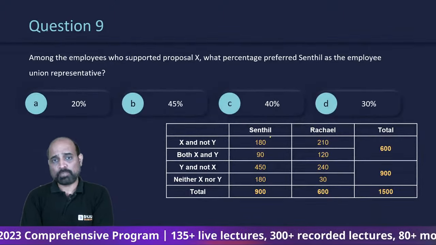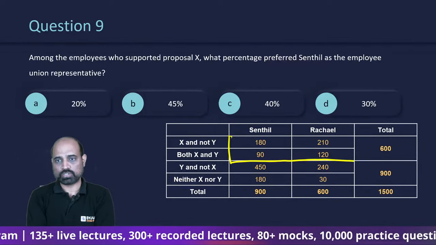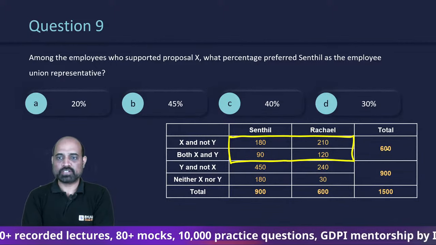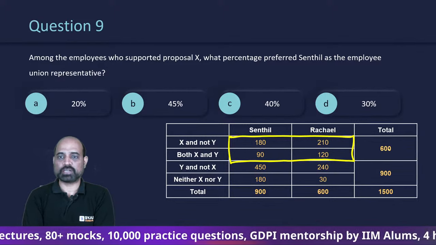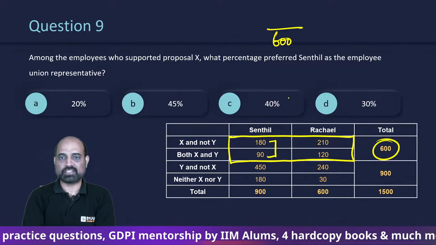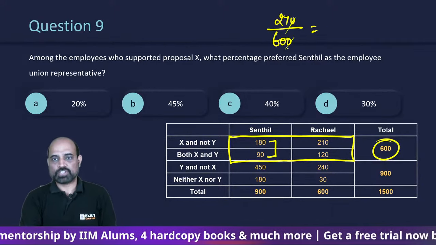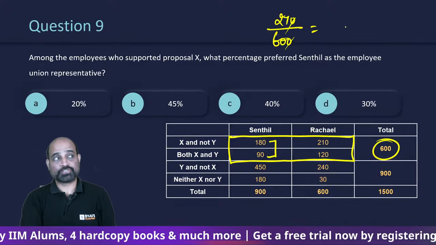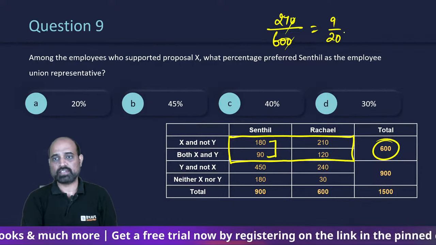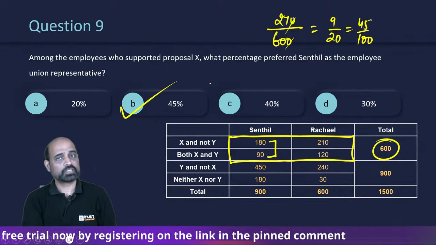Okay. Among the employees who supported proposal X, so we are talking about this block, what percentage preferred Senthil as the employee union representative? So out of 600, how many people preferred Senthil? This is 270. Okay, so we can get rid of the 0 first, and then we can get rid of 3. So we will have 20 and 9, or we can say 45 out of 100, which is 45%.